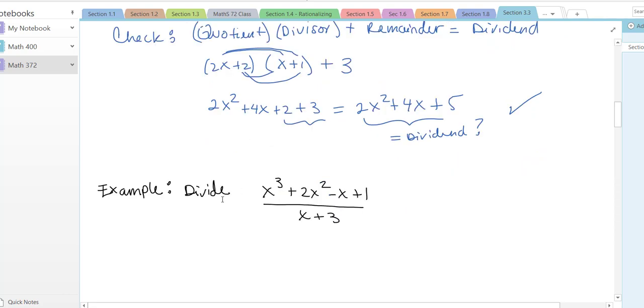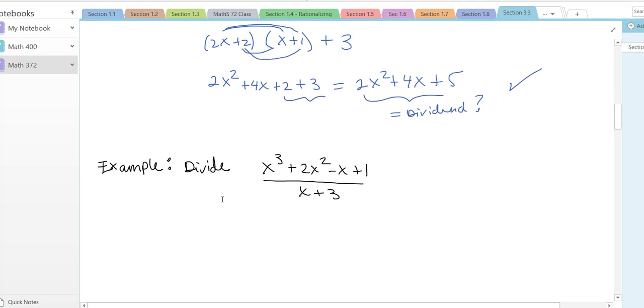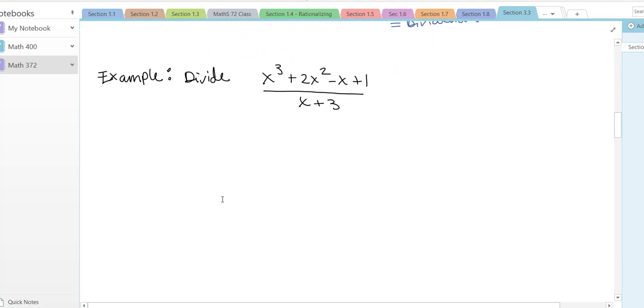So in this next example, let's divide x cubed plus 2x squared minus x plus 1 by x plus 3. So we're going to draw our division box. The divisor is the denominator, so x plus 3 goes on the outside. The dividend, the stuff in the numerator, goes on the inside. And now we do the same thing we did above.